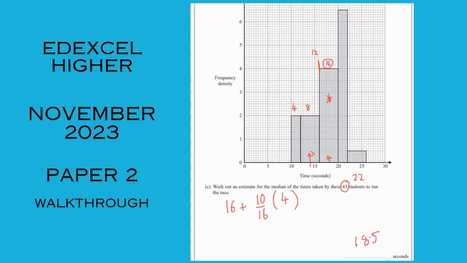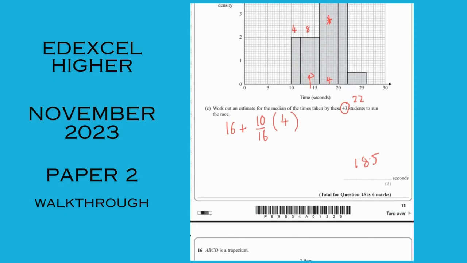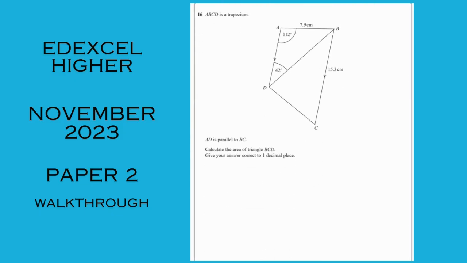18.5 seconds is my estimate, and the mark scheme agrees. Number 16. So, it's obviously trigonometry, but with this extra bit of parallel lines. Now, you've got the 112 here. Now, if you take away 112 and 42 from 180, you get this angle to be 26.